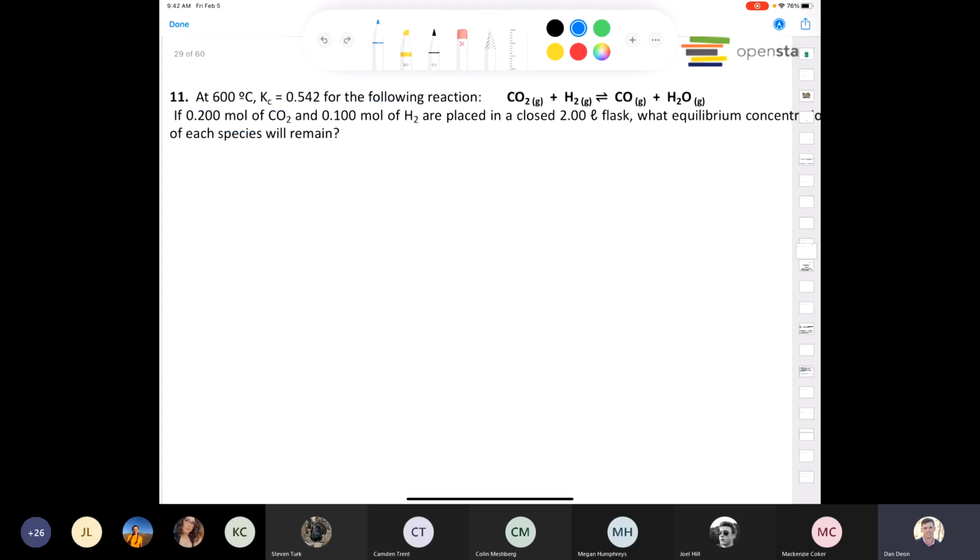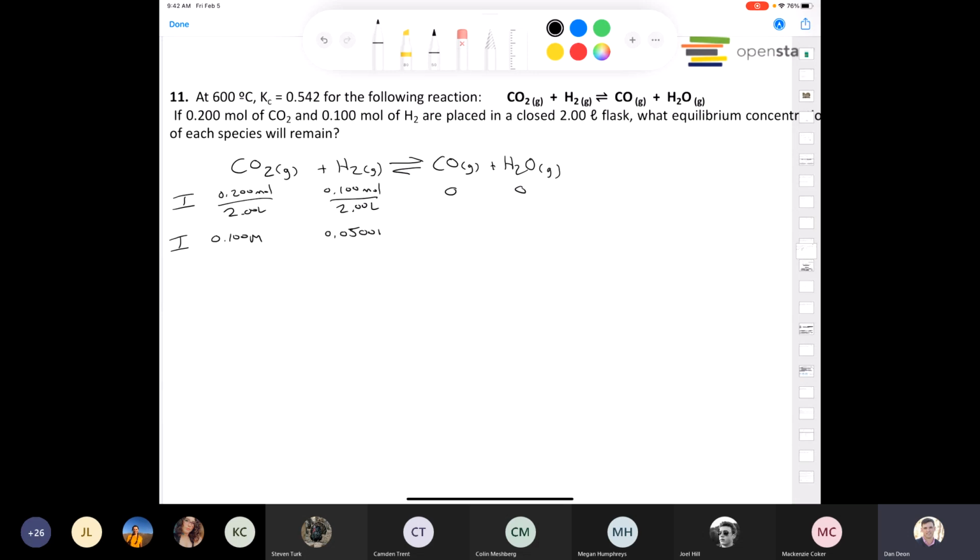So let's write out an ICE table. I think that's the best place to start. We'll write down CO2 plus H2 in equilibrium with carbon monoxide plus H2O. There we go. So we have initial. What's our initial concentration of the two things we have, CO2 and H2? We have 0.200 moles in 2.00 liters, and here we have 0.100 moles in 2.00 liters. And we have none of this and none of this. So that means that initially we have 0.100 molar of this and 0.0500. There are 3 sig figs in that, right?